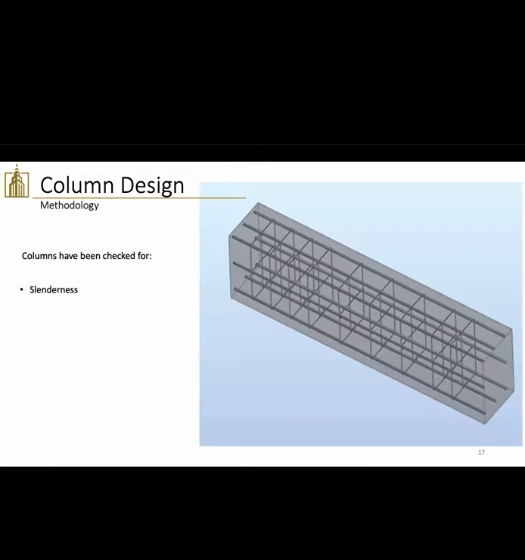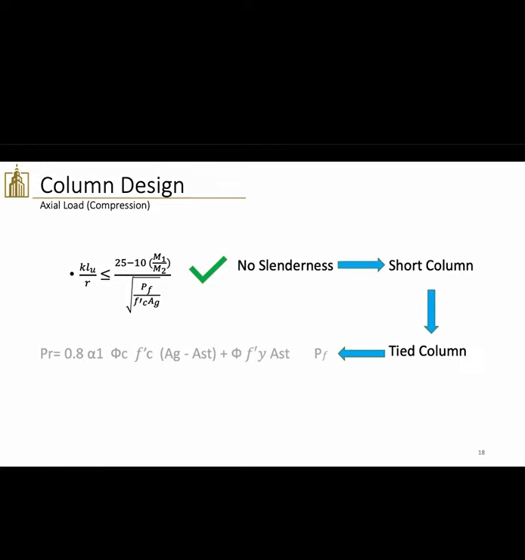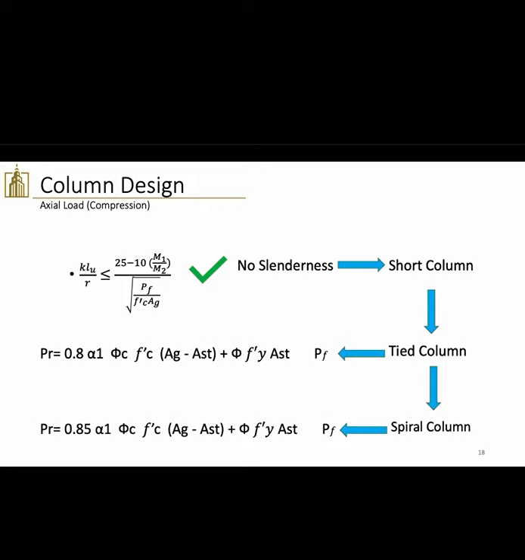The slenderness first, the axial load, compression, and the applied moment, as well as the tensile load, if any, govern. The first thing we started with is checking the slenderness by using this equation, where we can see that this equation is correct for all our columns and indicates that all our columns are short. Then for the tied column, we use this equation, but for the spiral column, we use the second equation, as you can see. However, in both cases, we made sure that our column's resistance value is greater than the applied load.